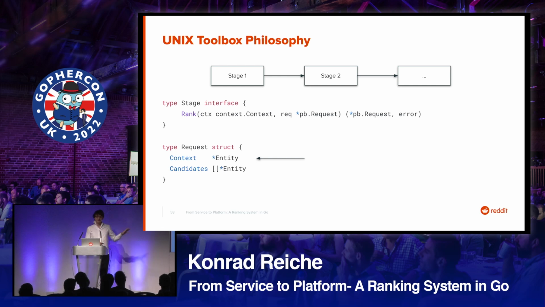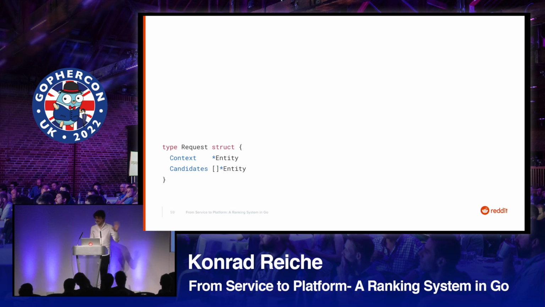And we use an entity to describe the context as well as the candidates. The context provides us with information on what we are ranking on. For example, the context could contain the user making the request. And entities can be used for both purposes here.